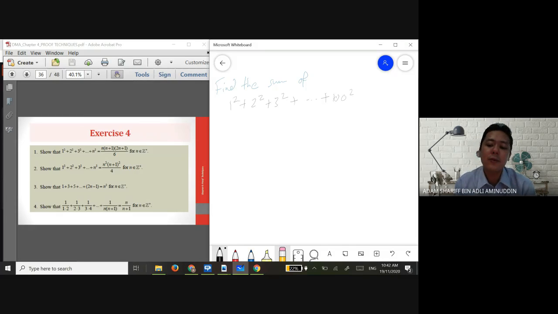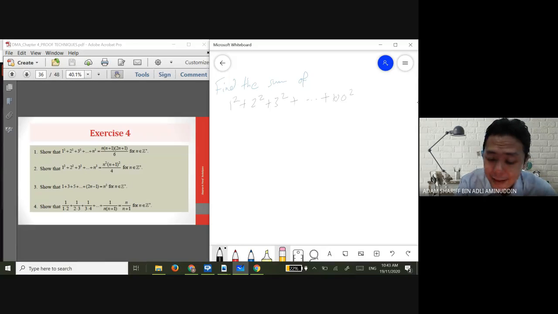Of course, you can use a calculator to find this manually. You letak dalam calculator 1 plus 4 plus 9 plus 16 plus 25 plus ni sampai 100. You boleh. Tetapi you akan ambil masa yang panjang. Right now, we already have this formula, and this formula can help you calculate it much faster.